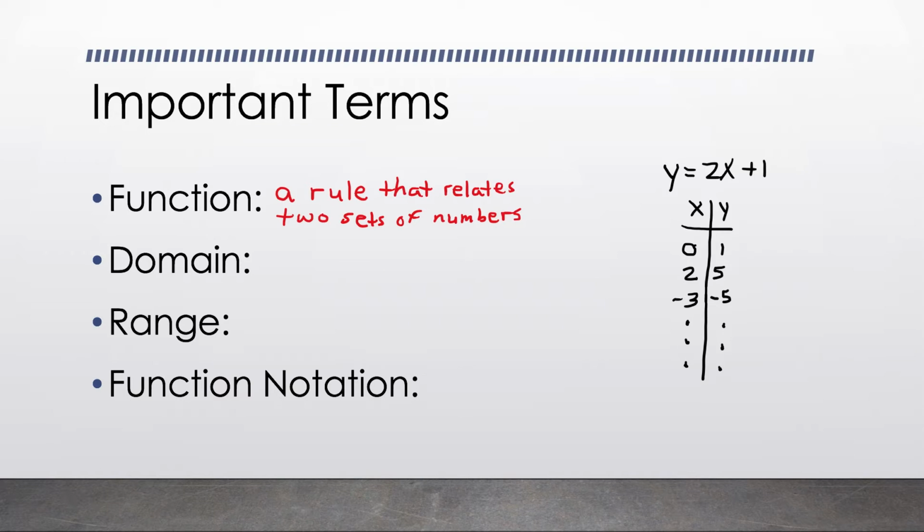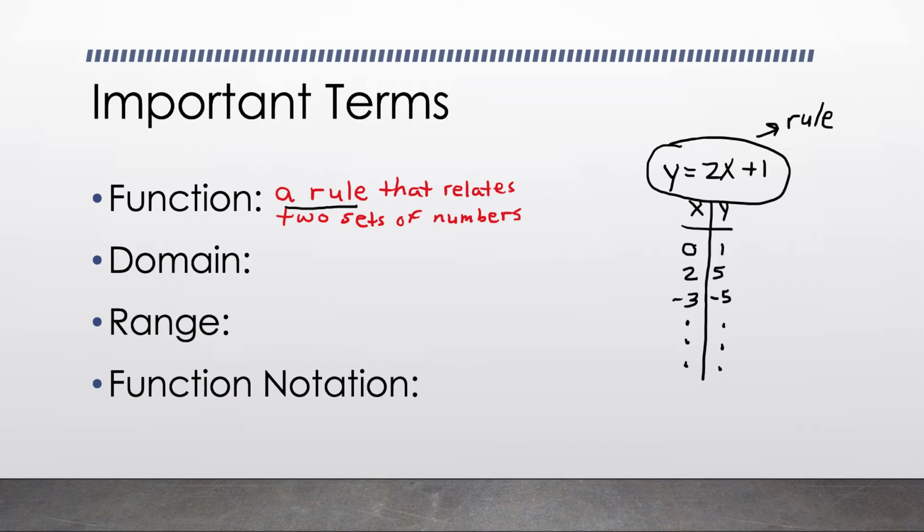Now, with that in mind, let's go back to our definition for a function. So we said that a function was, first of all, a rule. So this is my rule. This tells me that whatever the x value is, I'm going to multiply it by 2, and then I'm going to add 1. So when we talk about a function being a rule, we're talking about the equation.